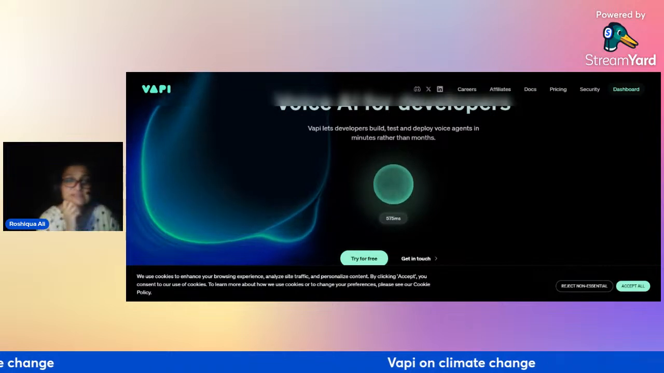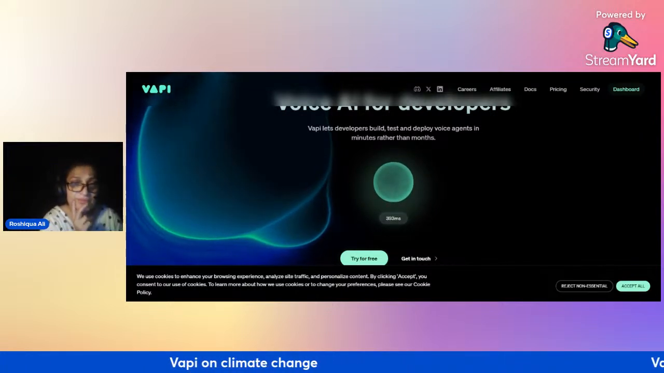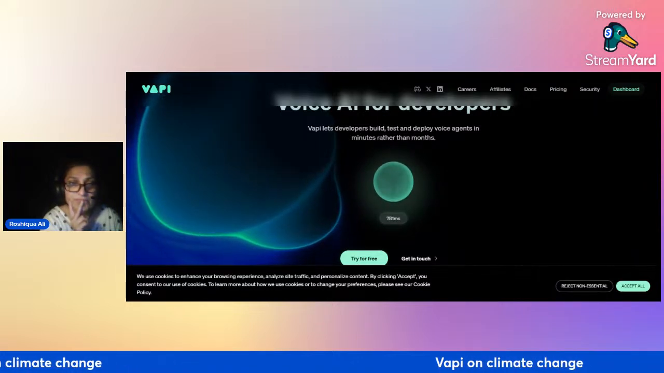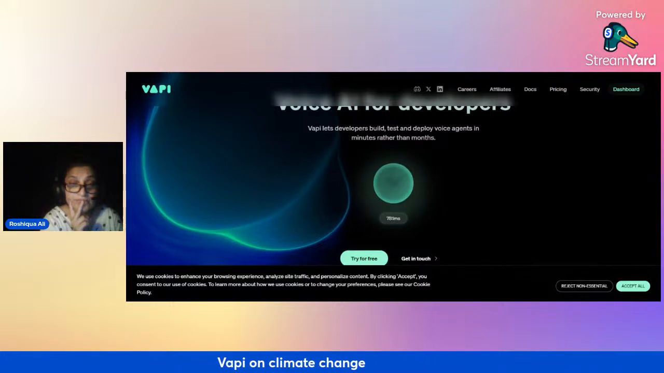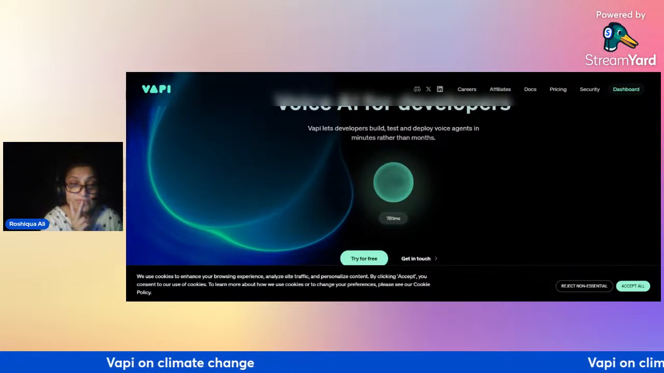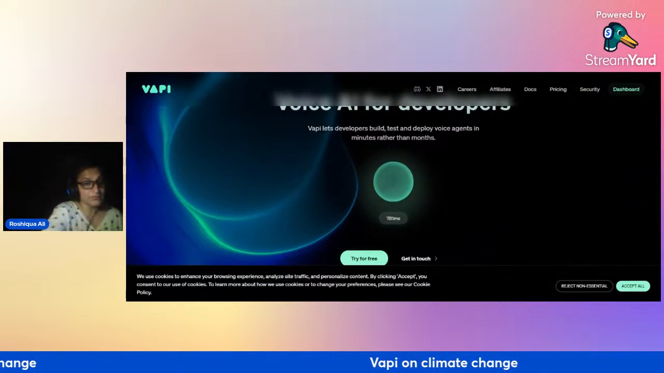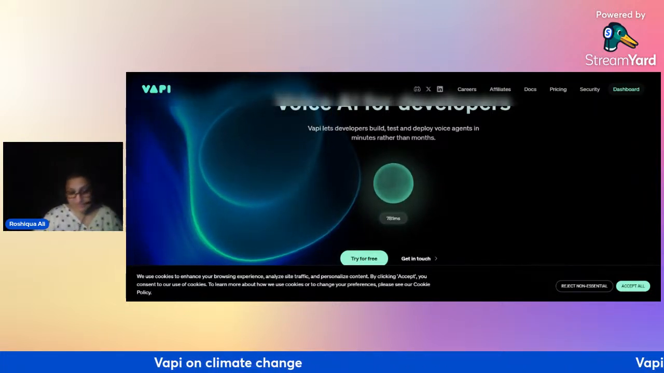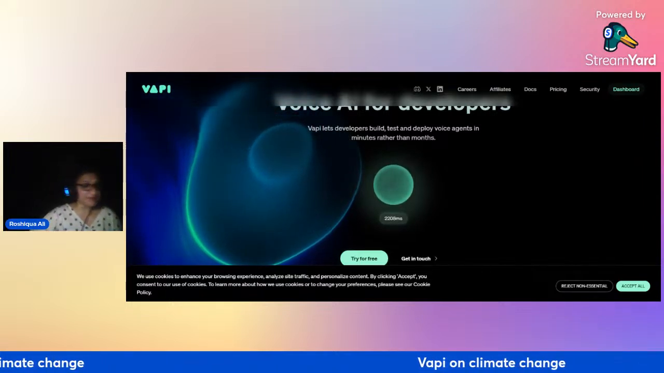Cement production. How does cement production impact the environment? Cement production is a major source of carbon dioxide emissions, as it requires high temperatures to produce. This process releases a significant amount of CO2 into the atmosphere, contributing to the greenhouse effect and climate change. Hmm. So we should not have cement making factories? What could be the solution to this, Vapi?